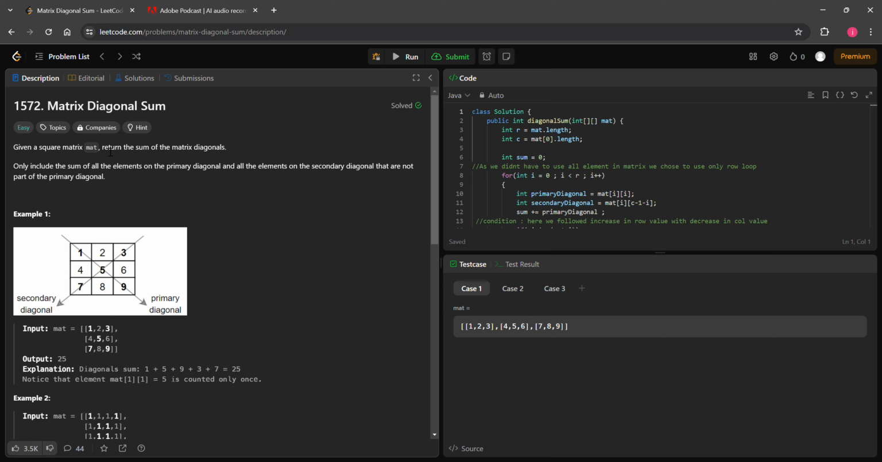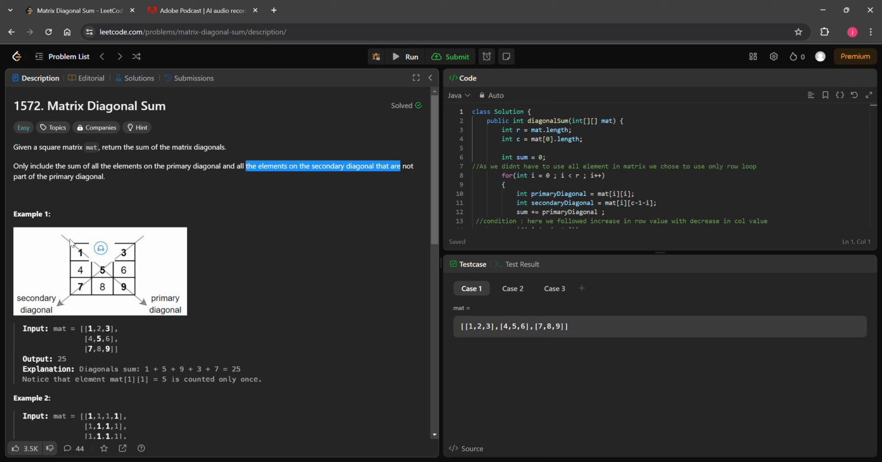So return the sum of the matrix diagonal. We have to return this sum. Only include the sum of all the elements on the primary diagonal and all the elements on the secondary diagonal that are not part of the primary diagonal. He's saying only include the sum of all elements of the primary diagonal. So this is the primary diagonal because it is the starting, right? So the sum of all the primary diagonal and all the elements of the secondary diagonal that are not part of the primary diagonal.